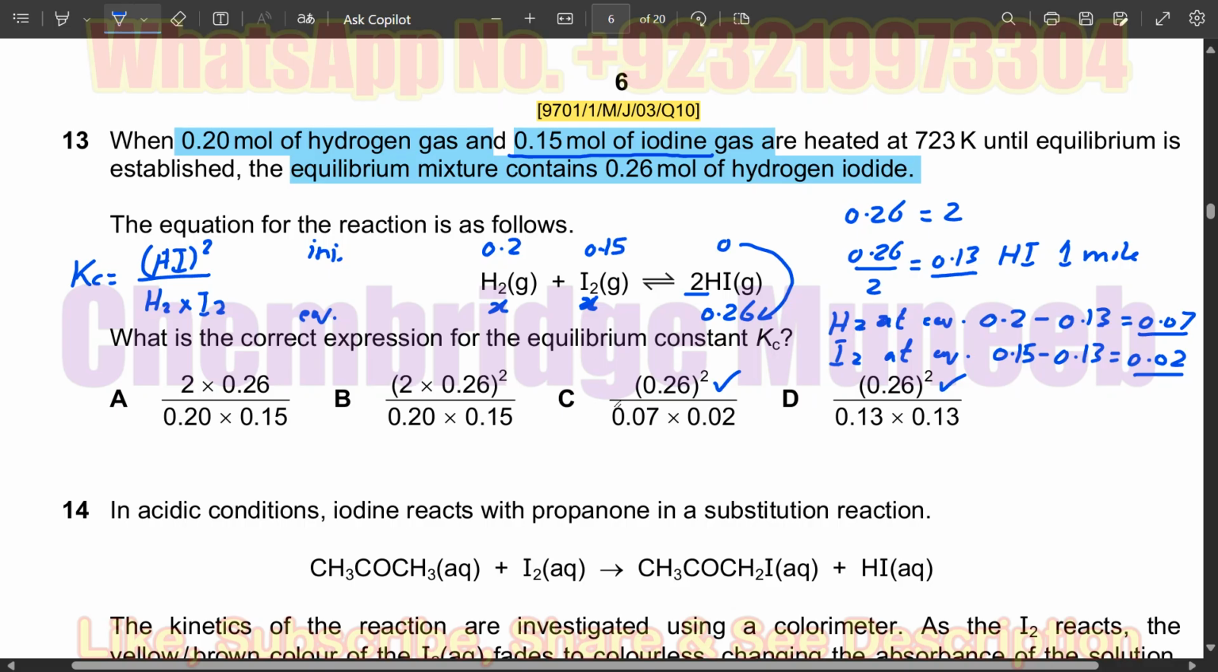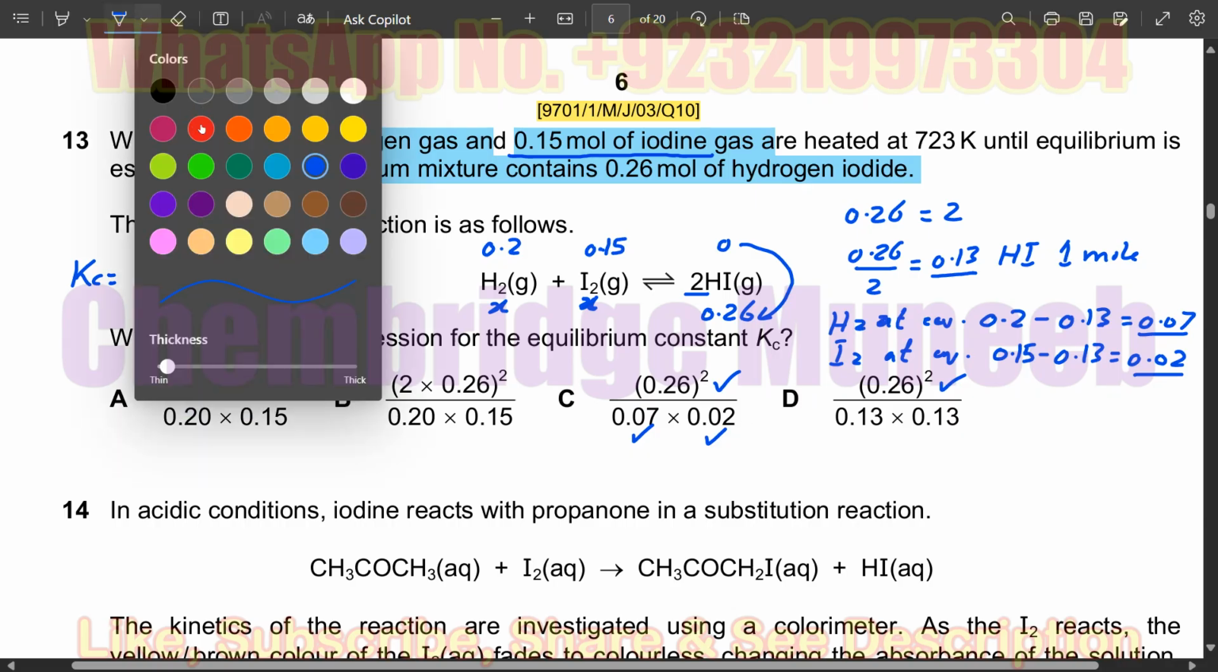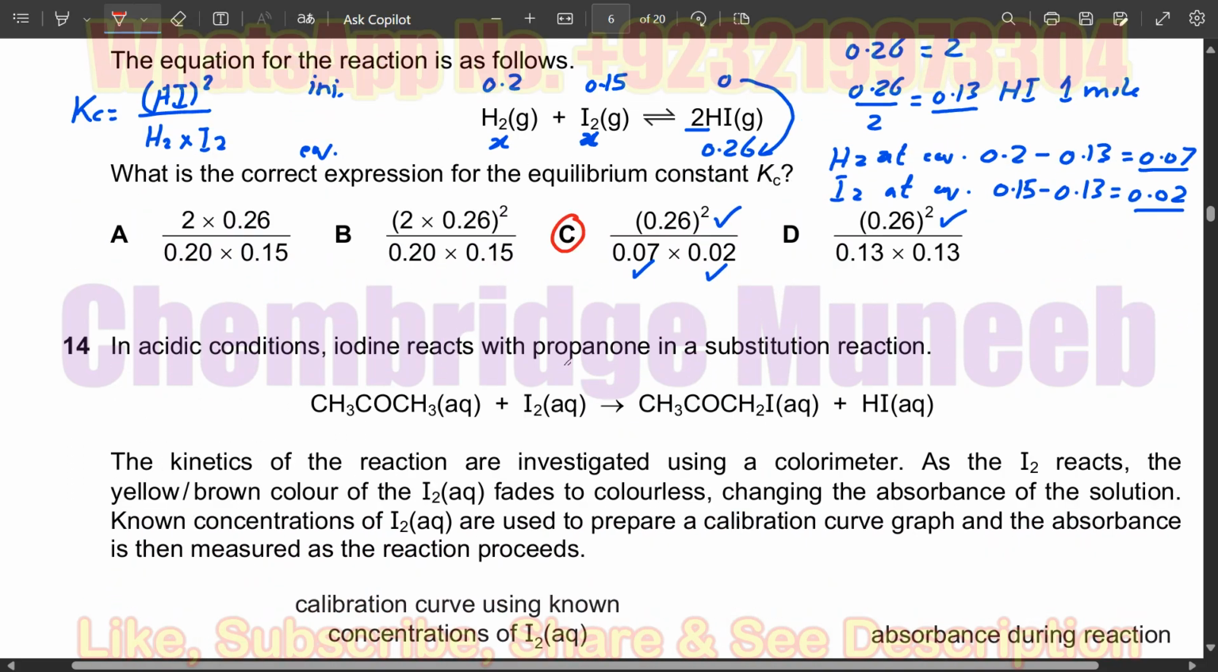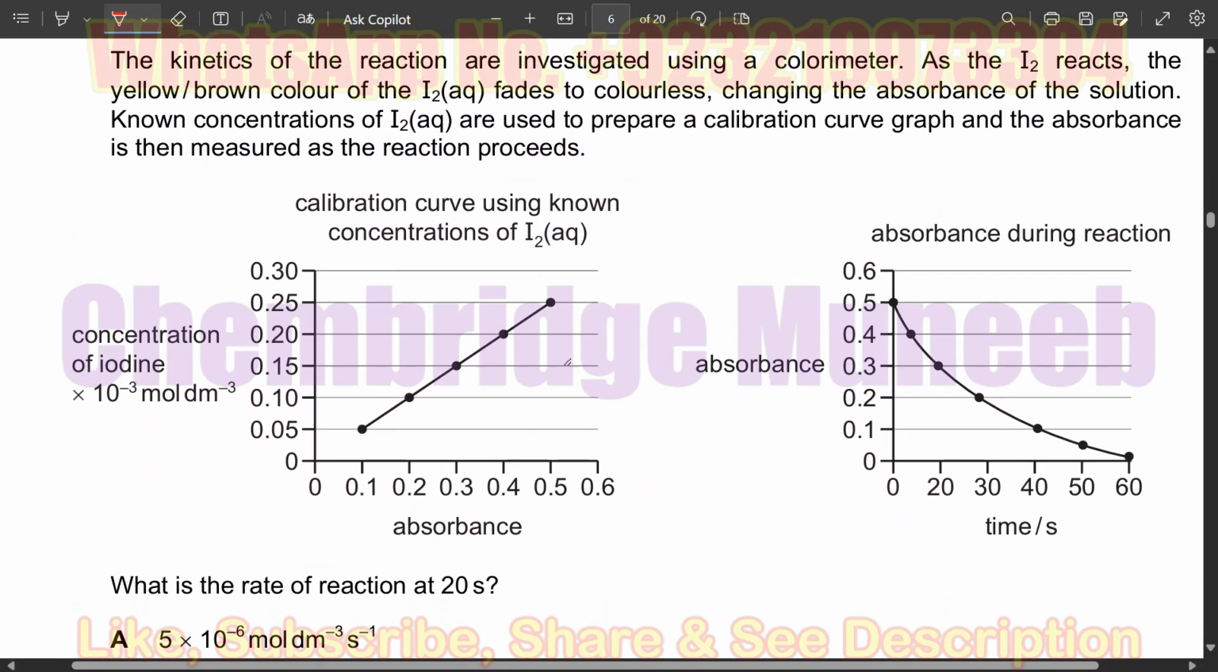The correct values for the hydrogen is 0.07, which is given here, and the value for iodine is 0.02, that is also given here. So that's how the correct answer becomes option C. Now our next question.